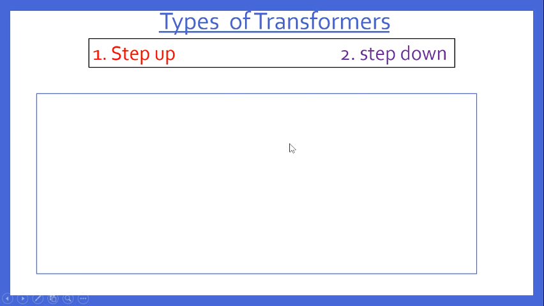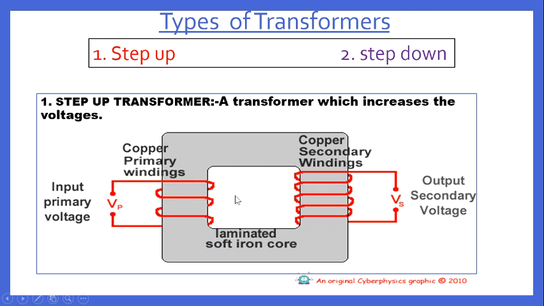The first one, the step-up transformer, is a transformer used to increase the voltage at the output. As you can see from this diagram, to identify a step-up transformer, you just check the number of coils in the primary and the secondary. If you look at this structure, the number of turns of coil at the primary coil is very small compared to the number of turns of coil at the secondary coil.